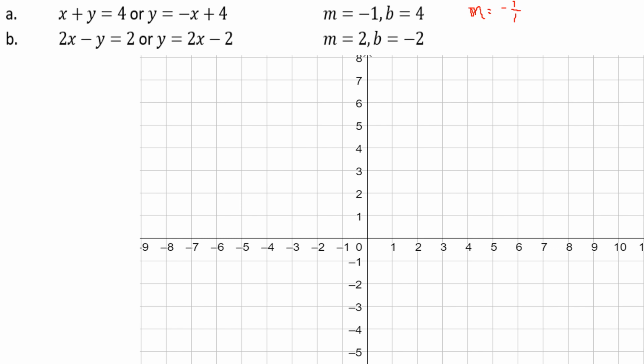And then, our y-intercept is in the form 0, b. Okay, so since given the 4, therefore, ang atin nga y-intercept is 0, 4. So, let's start here with 0, 4. Okay, next, ang atong slope is negative 1 over 1. So, let's go down 1 unit, and then 1 unit to the right.